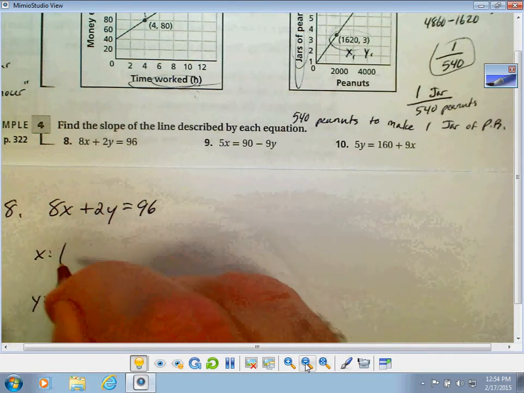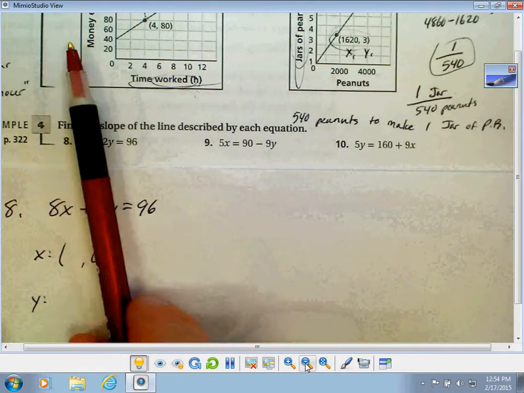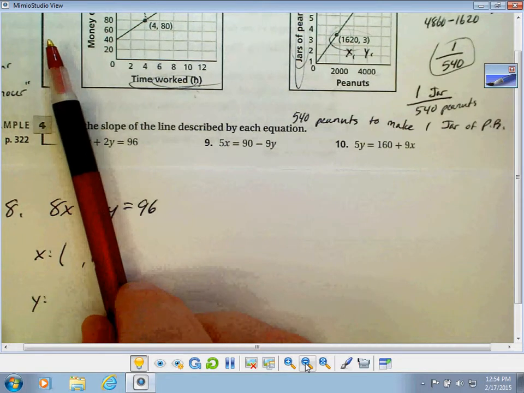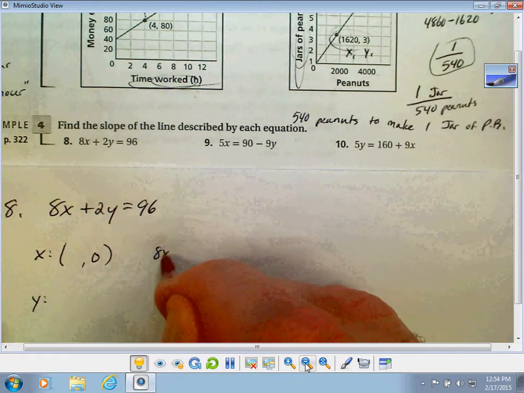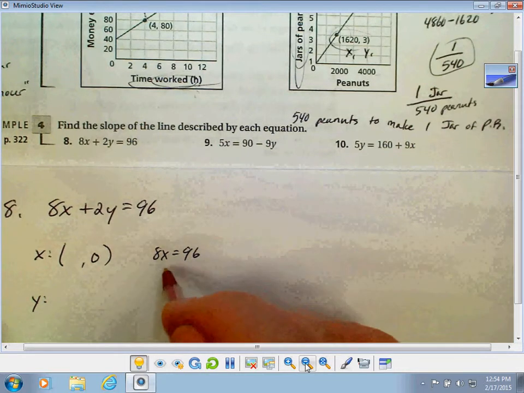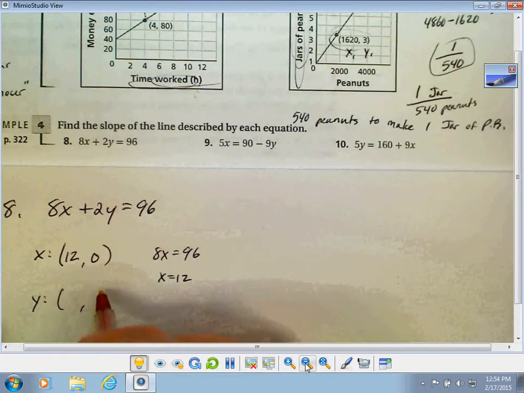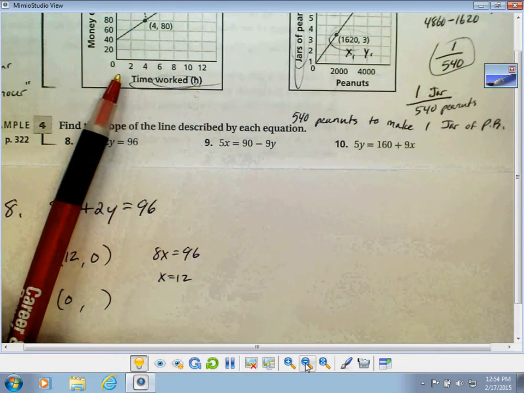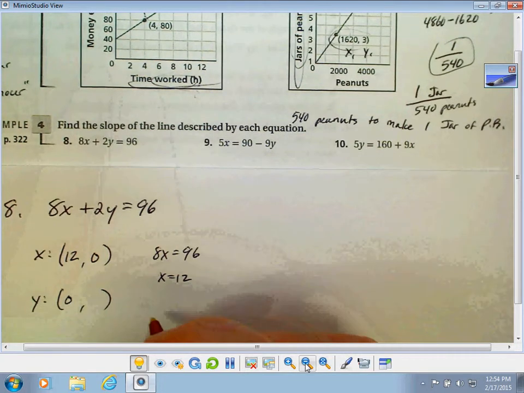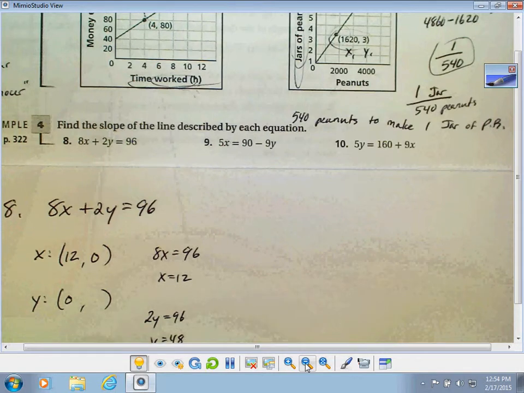Remember, the idea was that in an x-intercept, the y-coordinate is always 0. So it's essentially like you could forget about this y expression and just solve 8x equals 96, because this will be 0 anyway. And as it turns out, x is 12. And for y, it's the exact opposite. The x will be 0. So it's like you could solve this expression without the 8x and just solve 2y equals 96. So y is 48. So those are your 2 coordinate points.